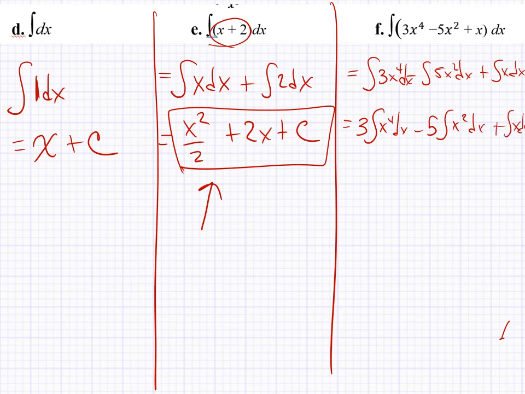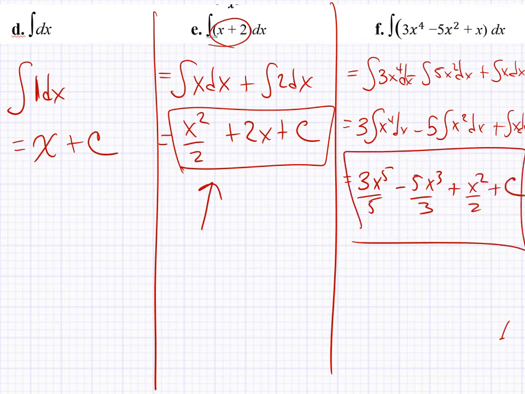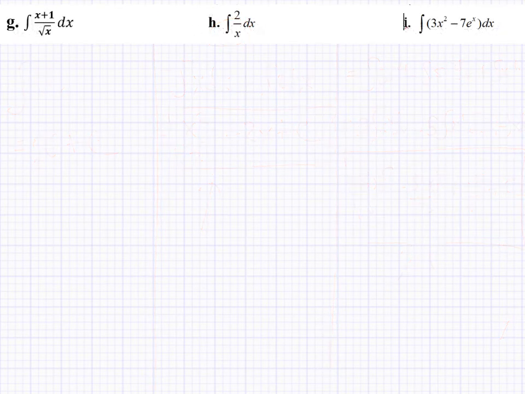What I have here are basically 3 power rule problems. So I end up with 3x to the 5th over 5 minus 5x to the 3rd over 3 plus x squared over 2 plus c. And there's my antiderivative. Again, if you're not sure, take the derivative of this. Here's a couple more. They're getting a little bit harder now.